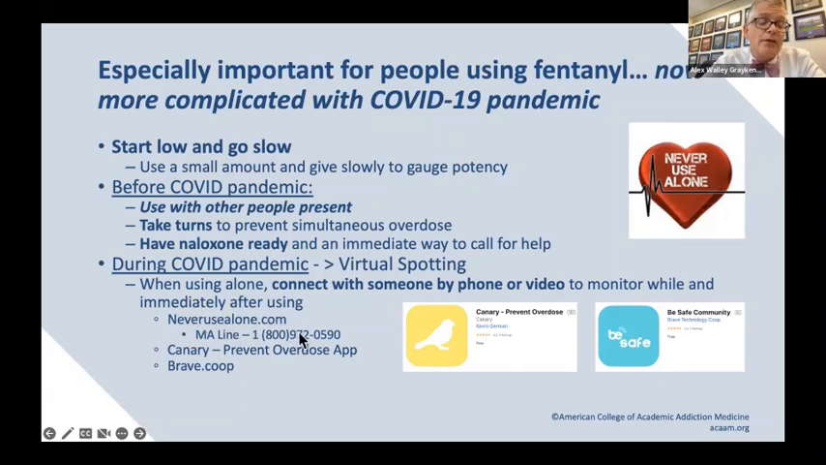Here are some examples of that. Never Use Alone is a nationwide network. They actually have some regionalization, so it's worth going to the website and checking it out. And then the Canary and Brave apps are two apps. There are other apps as well.